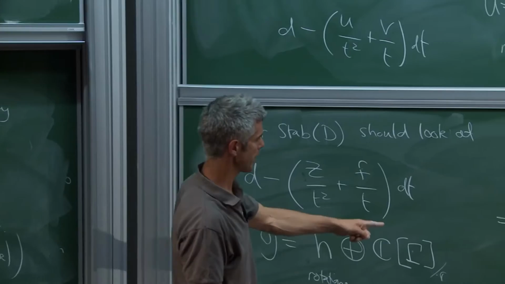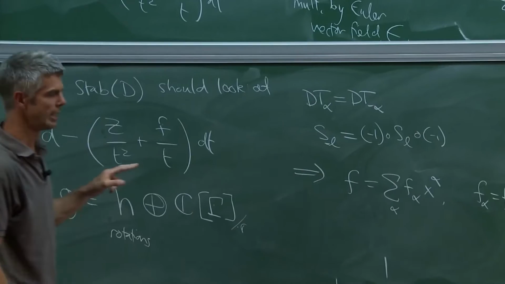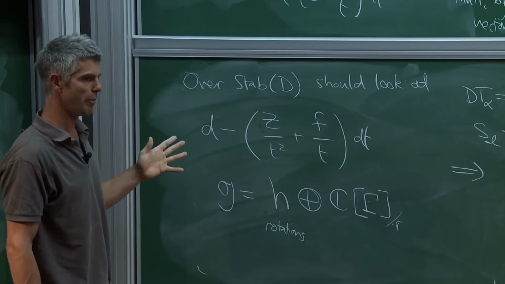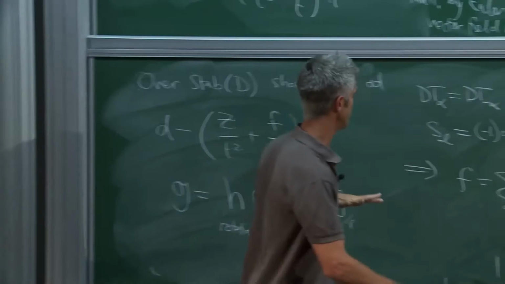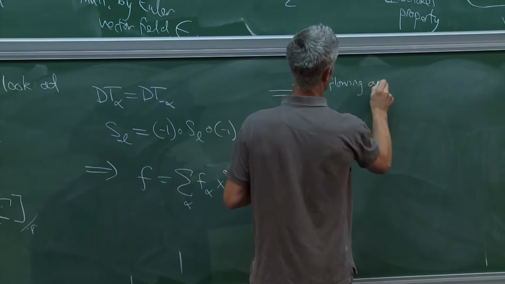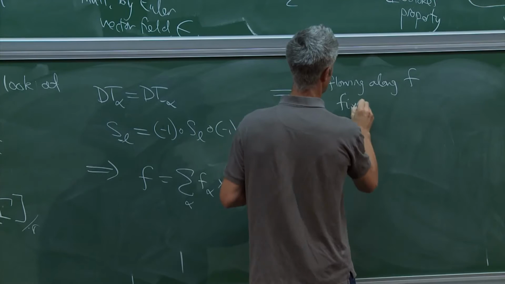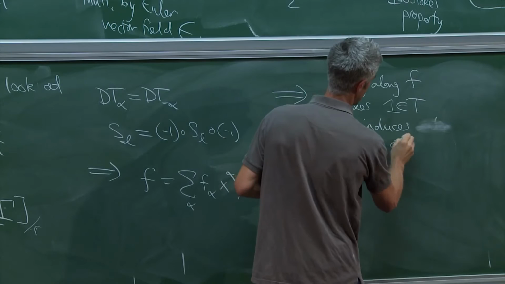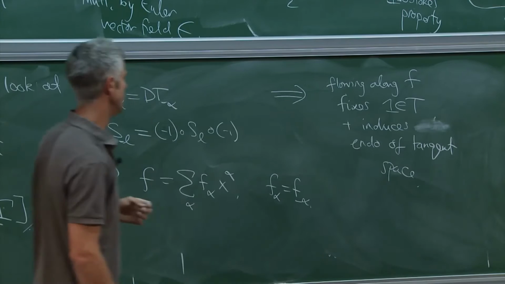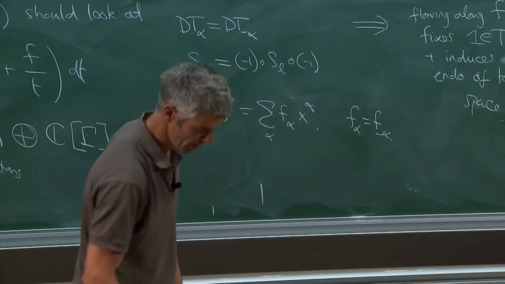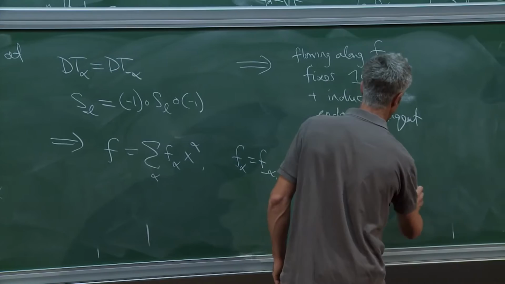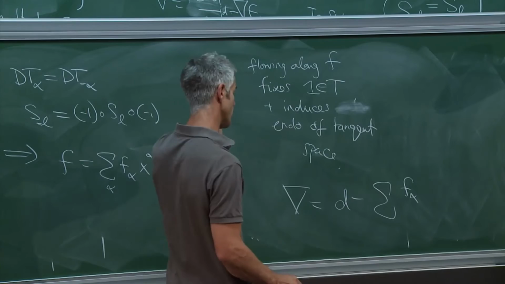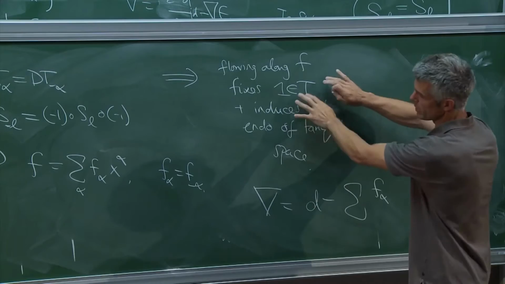And if you think about it, what that tells you is that this function is invariant under this inverse map. So its corresponding Hamiltonian vector field fixes the identity and therefore induces an automorphism, an endomorphism, of the tangent space to the identity. So this implies that flowing along F fixes the identity in the torus and induces an endomorphism of the tangent space. Okay, so this was Dominic Joyce's idea. What he then writes down is the induced connection on the tangent space. The tangent space to the identity of this torus is the same as the tangent space to stability conditions at that point. So you can write this.